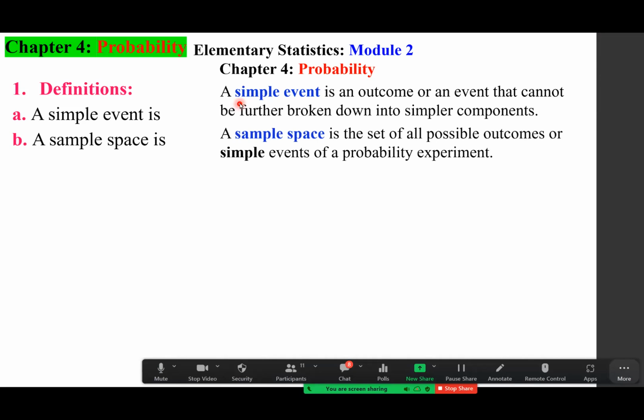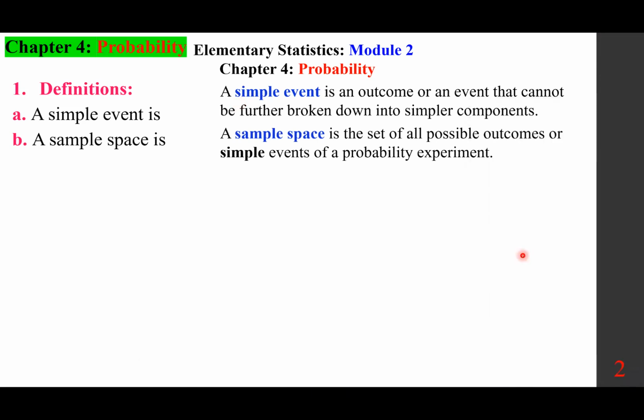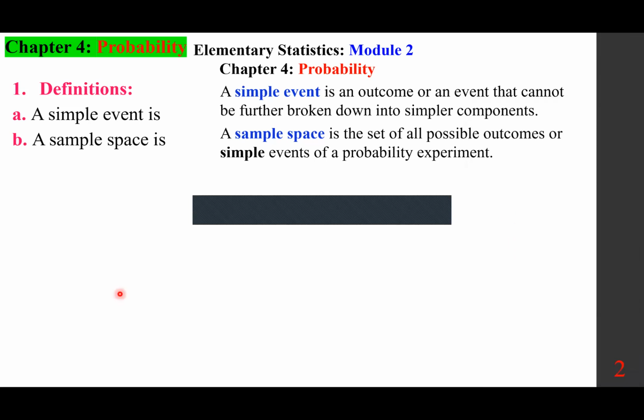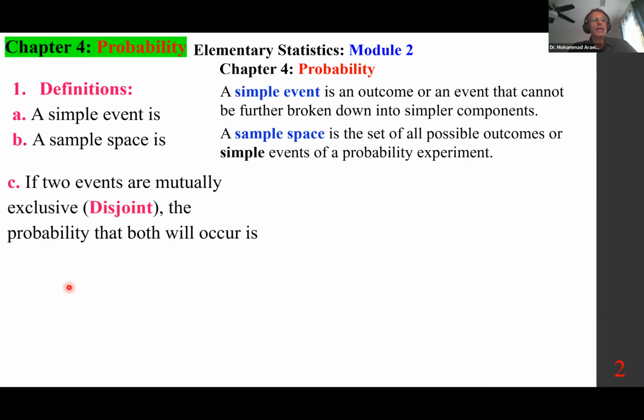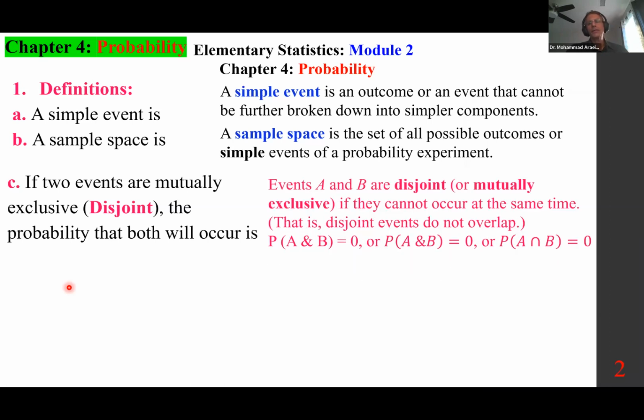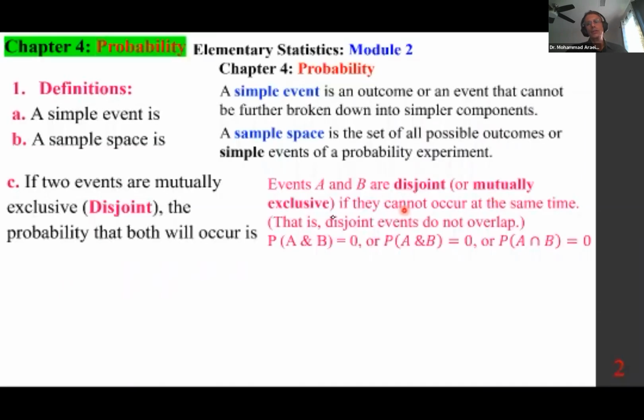Now, a sample space is a set of all possible outcomes or simple events of a probability experiment. Excellent. If two events are mutually exclusive or disjoint, the probability that both will occur is 0. So events A and B are disjoint or mutually exclusive if they cannot occur at the same time. That is, disjoint events do not overlap.